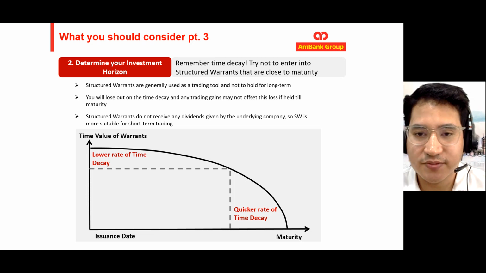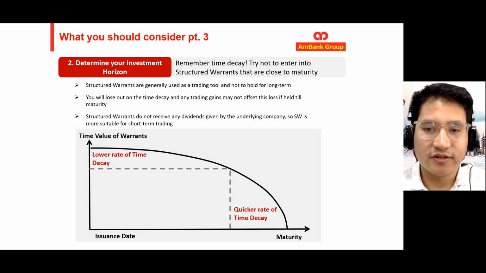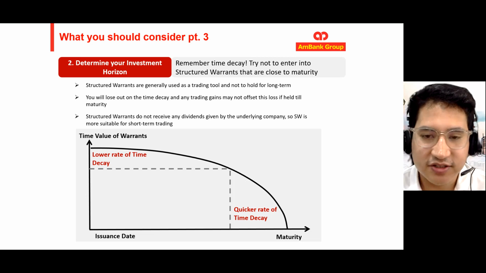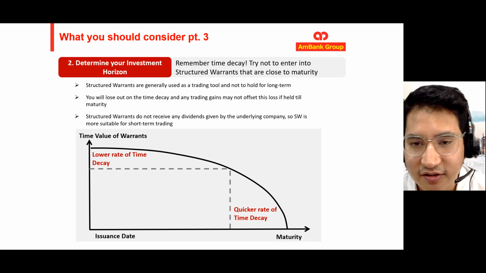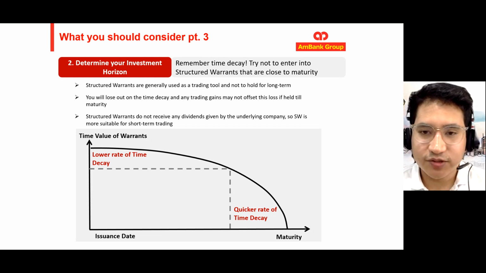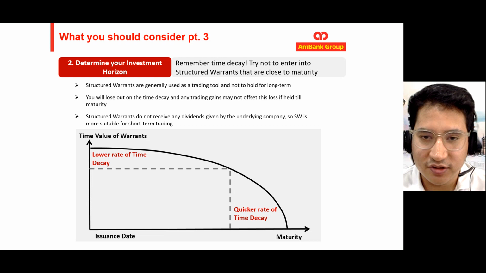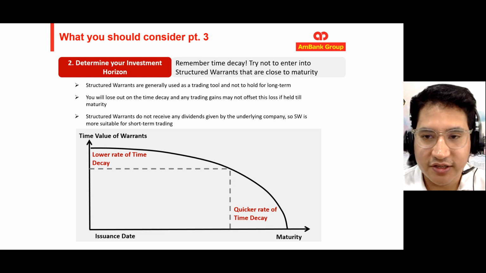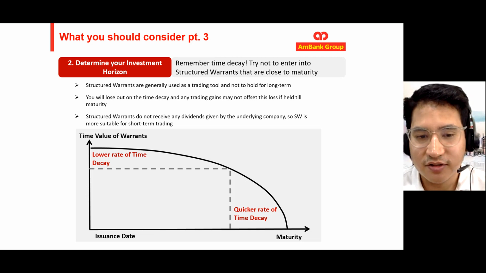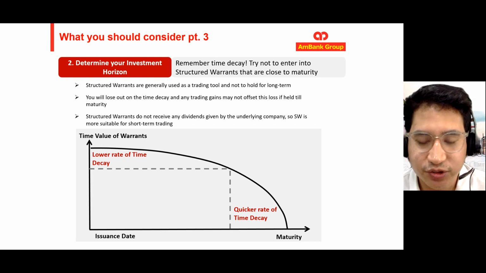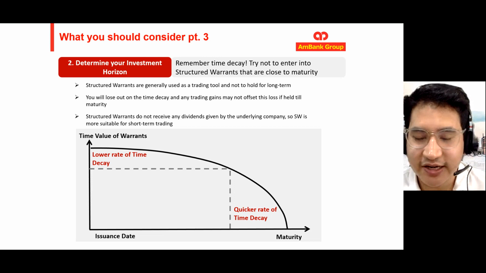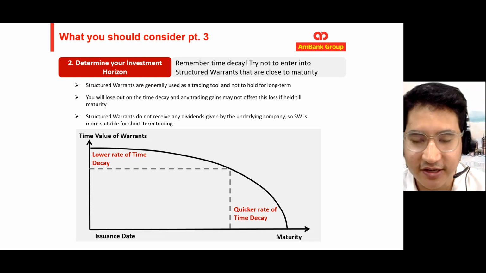Another thing that you should consider is determining your investment horizon. So remember time decay. Try not to enter into structured warrants that are very close to maturity, because the time value will decay quite rapidly the closer it is to maturity. So structured warrants actually are generally used as a trading tool, and not to hold for the long term. So we usually get investors who will buy structured warrants upon issuance, because that one holds the most time value, and the rate of the time decay is the lowest at issuance.